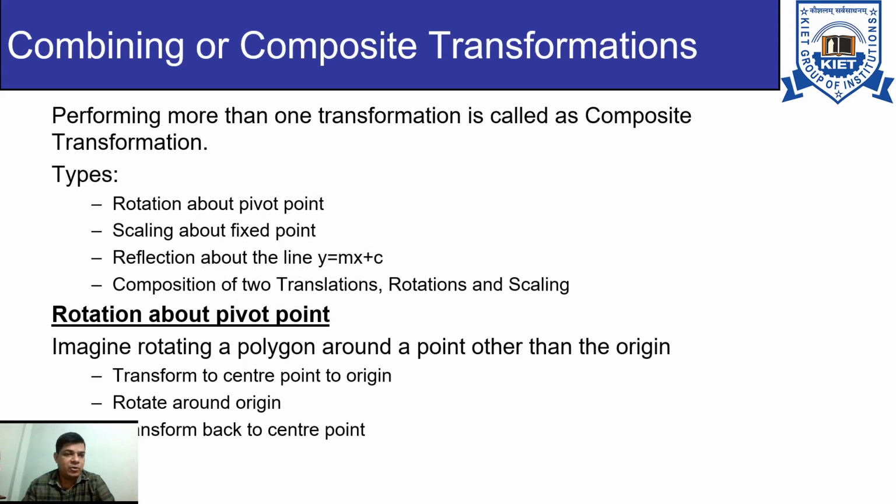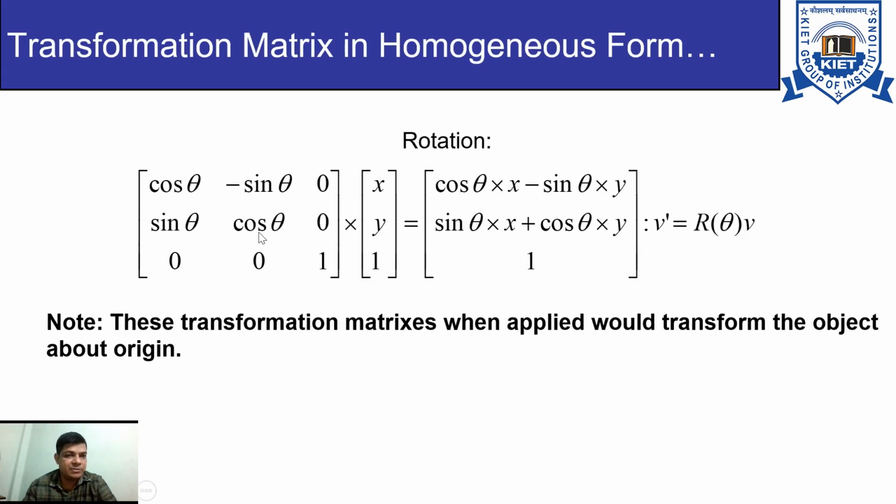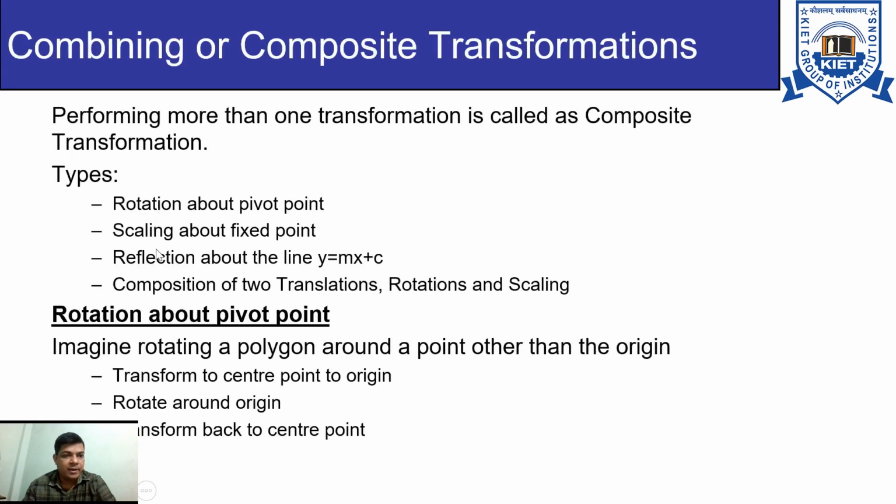So we will start from rotation about pivot point. We have already seen how to rotate an object about origin. If you are rotating an object about origin, then you can directly apply this matrix. But if the question is to rotate an object about a pivot point, in that case you have to perform more than one transformation.